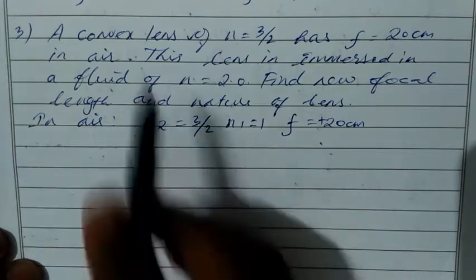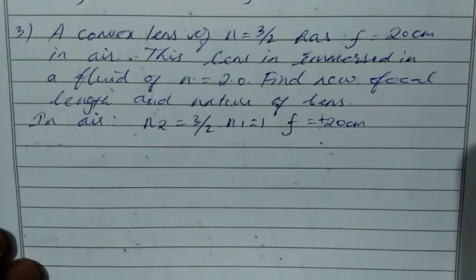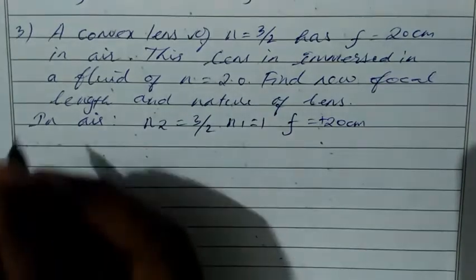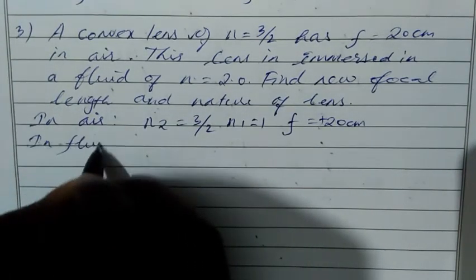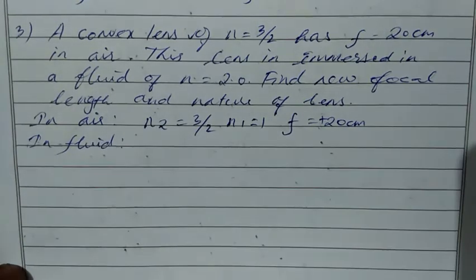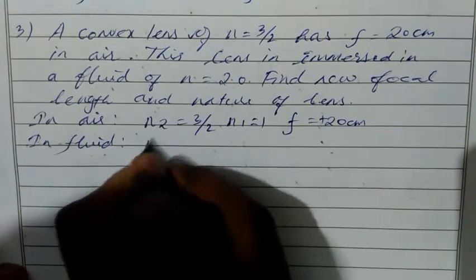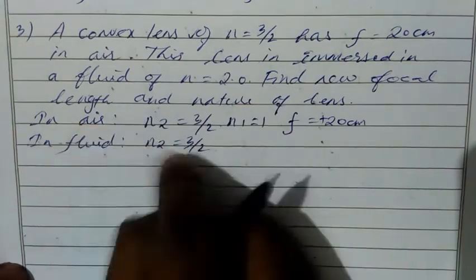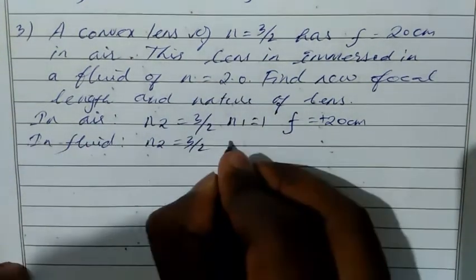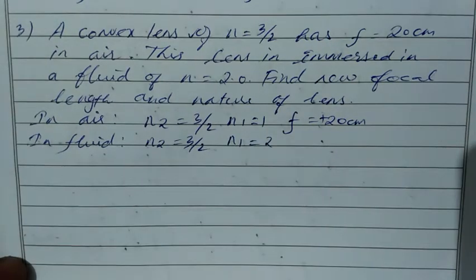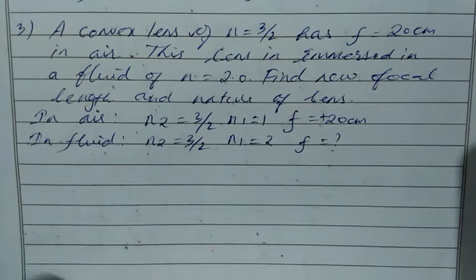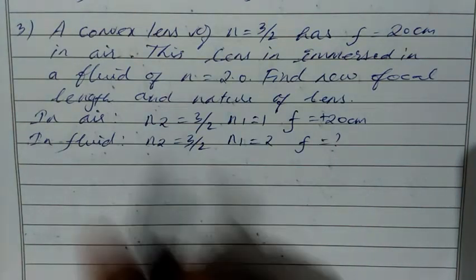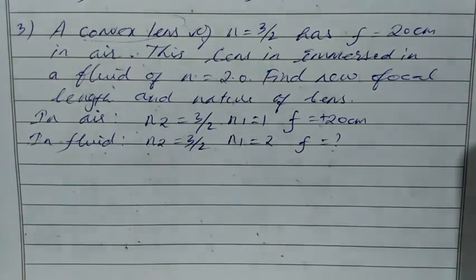Then second condition, this lens is immersed in a fluid which has refractive index 2. So now in fluid, the fluid has refractive index 2. So the refractive index of the lens won't change. N2 is 3 by 2, because refractive index won't change in air as well as water or any medium. But outside we have fluid which has refractive index 2, so our N1 value is now 2. Now we have to find the new focal length as well as the nature of the lens. So in air we have a convex lens; in the fluid we have to find the nature of the lens.